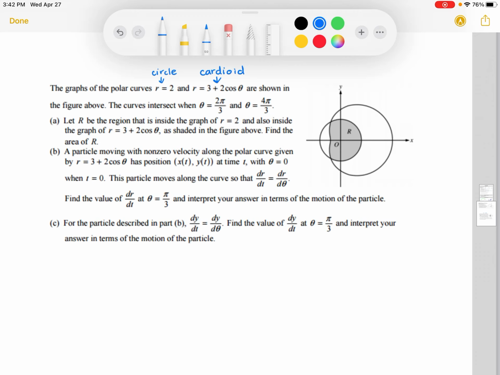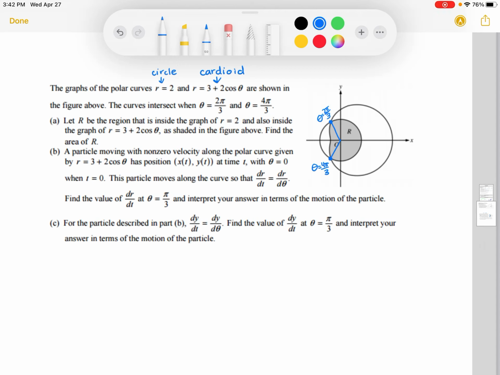So they tell us that the curves intersect when the angle is 2 pi over 3 and 4 pi over 3. So you want to think about your unit circle and your angles to figure out which is which. 2 pi over 3 is going to be this intersection right here, right? If I draw my angle, this is the angle 2 pi over 3. So here theta is 2 pi over 3. And then 4 pi over 3 is if you keep rotating around to this intersection point. That's where theta is 4 pi over 3. So that's the information we've been given.